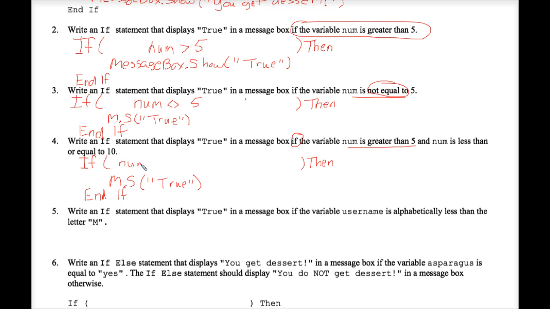Num greater than 5. I guess if you really wanted to, you could write 5 less than num, because that is the same thing, and I would give you full credit. But why? Why not just translate it directly from the English way of wording it? So I don't recommend reversing it, unless you really have to.